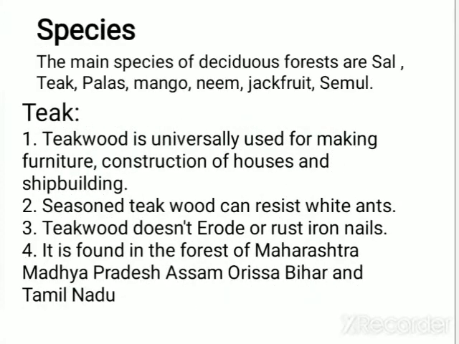The species that are commonly found in the deciduous forest are sal, teak, palas, mango, neem, jackfruit, simiol, etc. So let's take the first one, teak. Teak is universally used for making furniture, construction of houses and shipbuilding. So construction of houses means they use this teak wood for making windows, doors and so on.